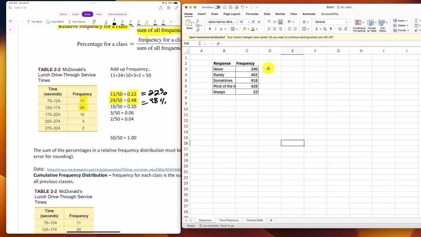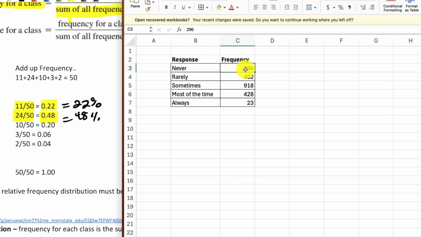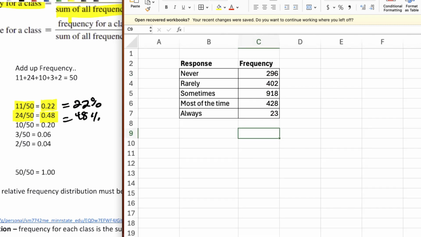But here's an example with Excel doing the same exact thing. I have a response of never, rarely, sometimes, most of the time, and then always. And then my frequencies are shown. They're bigger numbers. So all I'm going to do is find the sum of them. And remember I showed you the function here. For Excel it would be equals sum, and then parenthesis, highlight, and hit return. 2067.